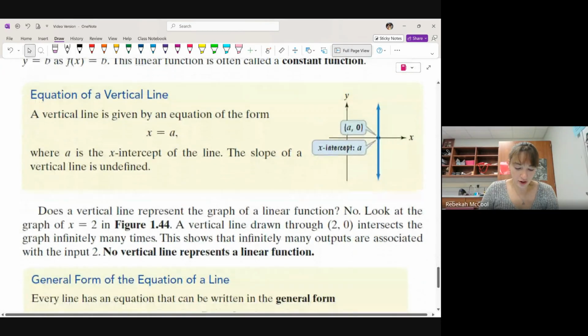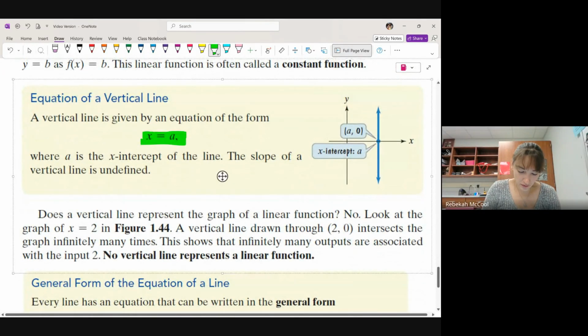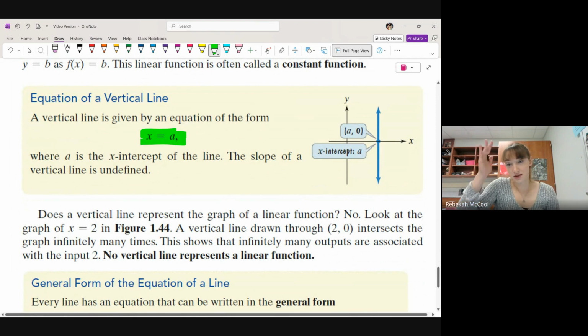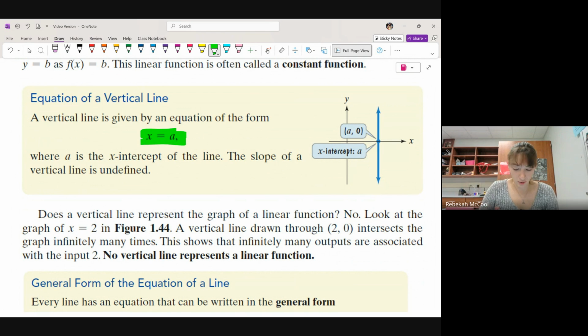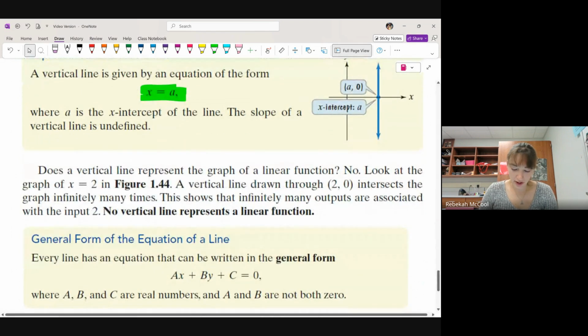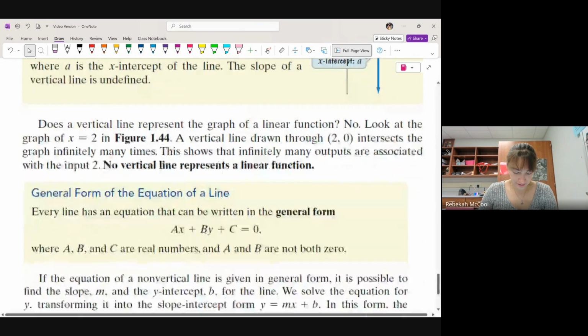Similarly, if we have a vertical line, think about what axis it runs into. It runs into the x-axis, so it's x equals whatever value goes there. Something to keep in mind: does a vertical line represent a graph of a linear function? The answer here is no. It's not going to pass the vertical line test because every point is actually on that vertical line. So no vertical line could ever represent a linear function.